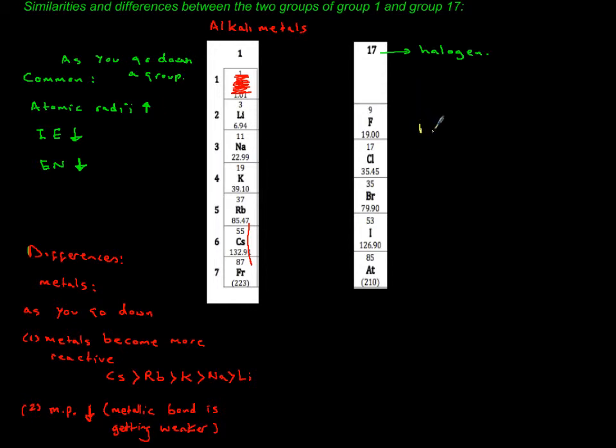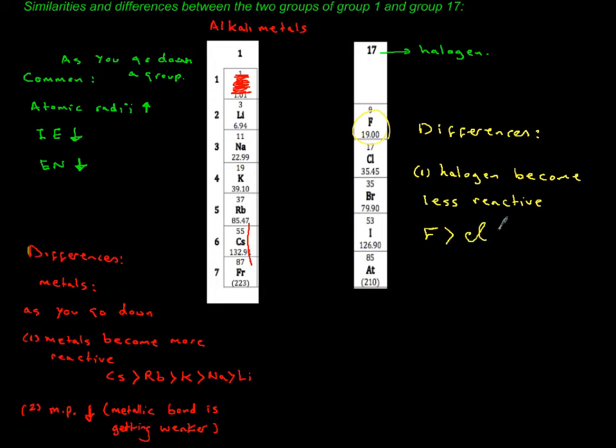There are differences between group 17 and group 1. The first is, as you go down, instead of reactivity increasing, halogens become less reactive. Why is that? Because they become less electronegative and they cannot hold on to or attract the electron as before. So in this case, fluorine, the top of the line, is the most reactive. Then chlorine, more reactive than bromine, more reactive than iodine.